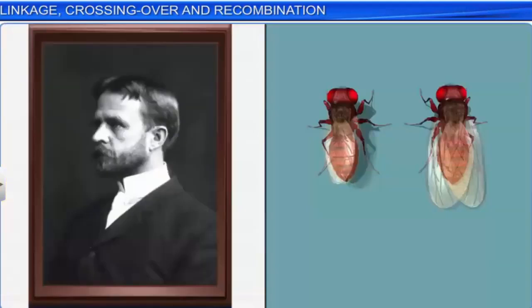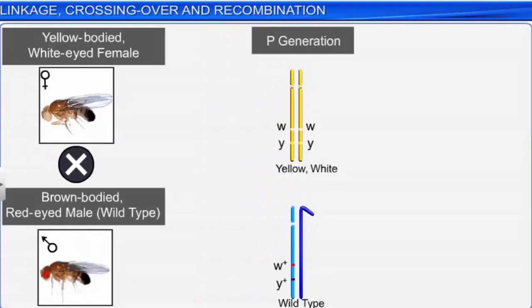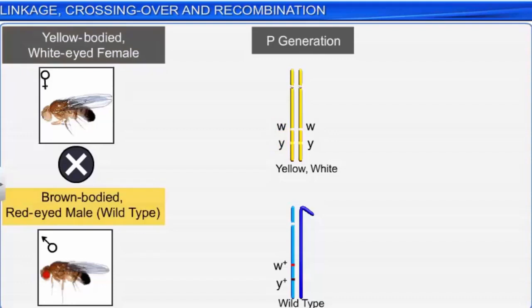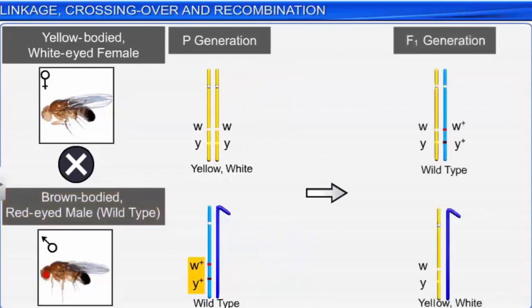Morgan carried out several dihybrid cross experiments with Drosophila to study sex-linked genes. For example, he crossed yellow-bodied, white-eyed females with the genotype y/w with brown-bodied, red-eyed males with the genotype y+ and w+ to produce the F1 generation. Here, the plus sign in the superscript represents the dominant wild-type alleles.